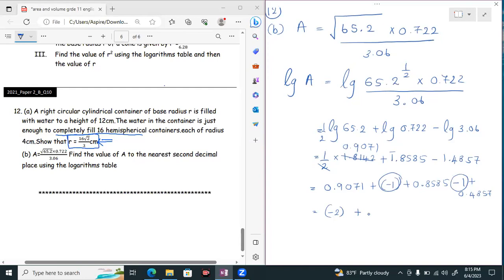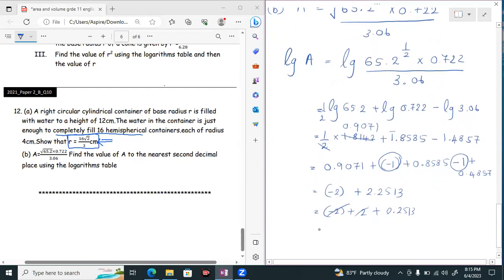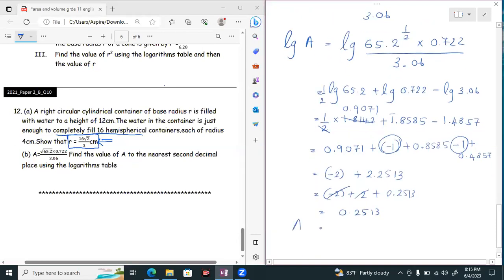Yes, teacher. Yes, teacher. Then it is 2.2513. No? Then if you simplify two characteristics, these two cancel. No? Then it is 0.2513. Then to find the A, you have to take the anti-log of 0.2513. What is the anti-log of 2513?